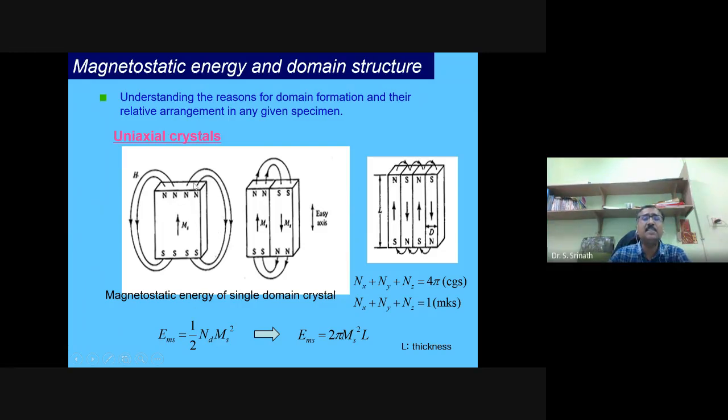This energy is called the self field or magnetostatic energy. The magnetostatic energy of a single domain crystal can be written as half Nd Ms square, where Ms is basically the magnetization within that domain, and Nd is the demagnetizing factor. This can be calculated based on the dimensions and the shape of the material. Basically, it tells you how many surface poles are induced.